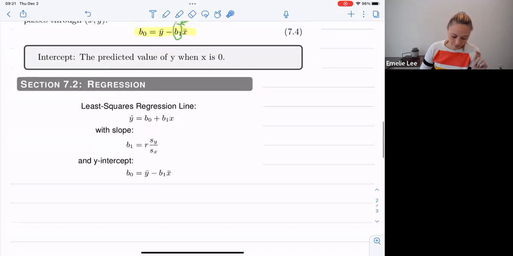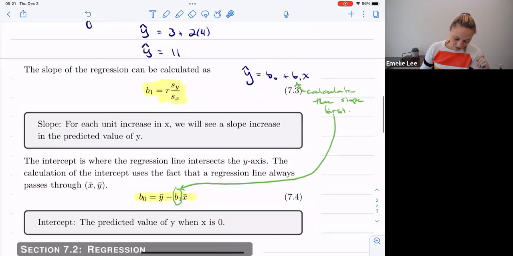In terms of the slope, if we have to interpret the slope, the interpretation is always the same. In general, it says for each unit increase in x, whatever x is, we will see a slope increase in the predicted value of y.